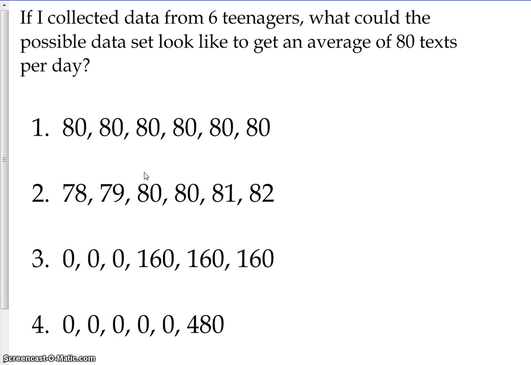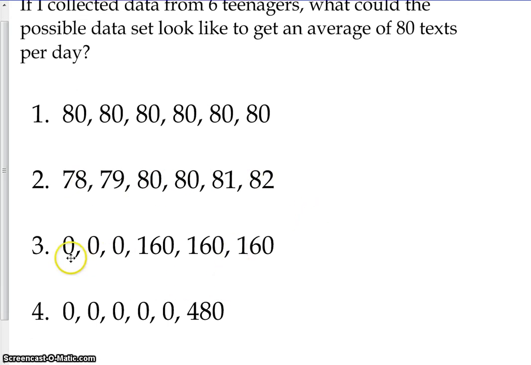And I said, how can I get a set of answers from 6 teenagers where for all of these sets the average would be 80 texts per day? Well, the easiest way is to say all 6 people answered 80. The average is 80. Another way is to look at a little bit below 80, a little bit above 80, a little bit right at 80. So 78, 79, 80, 80, 81, 82. The average of this is going to be 80.